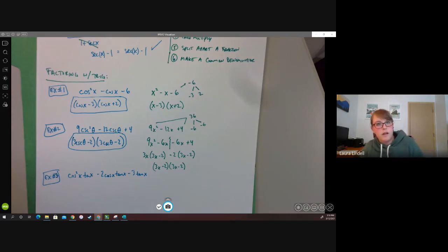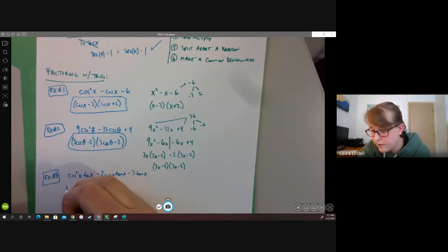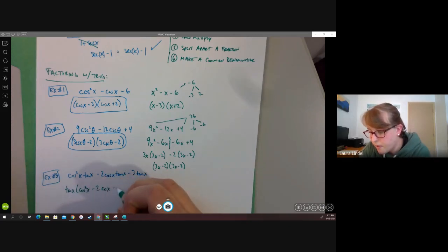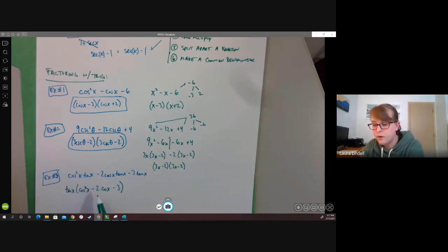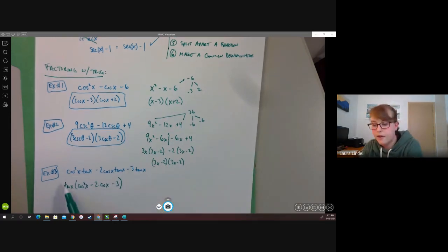Okay, so on a lot of the ones where there's multiple trig functions going on here, you can start by factoring out a greatest common factor. A lot of times we forget about that step until we're left staring at it and not really sure what to do. So what I might do here first is notice they all have tangent in them. And so first I might factor out tangent. So we're left with cosine squared minus 2 cosine minus 3, and then tangent on the outside.